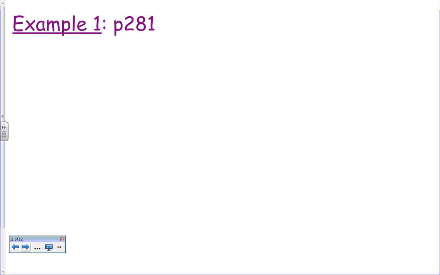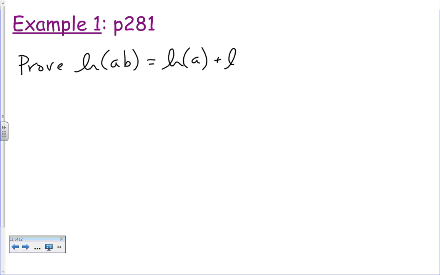Example 1 says prove that the ln of AB, A times B, is equal to the ln of A plus the ln of B for all A and B greater than 0. All right, so prove that the ln of A times B is equal to the ln of A plus the ln of B for all A greater than 0, B greater than 0. Okay. All right, so let's go through the proof of this.